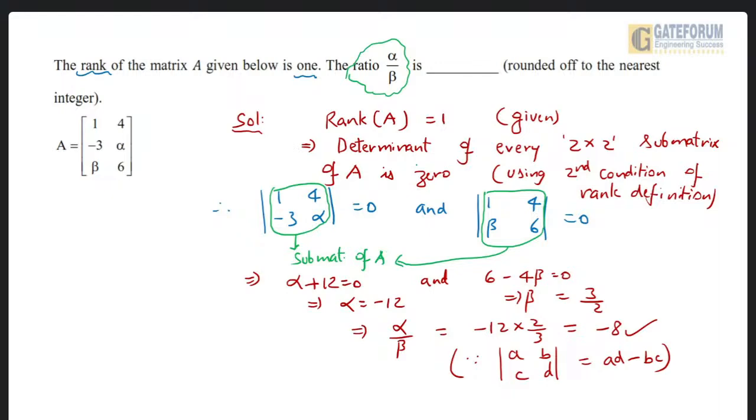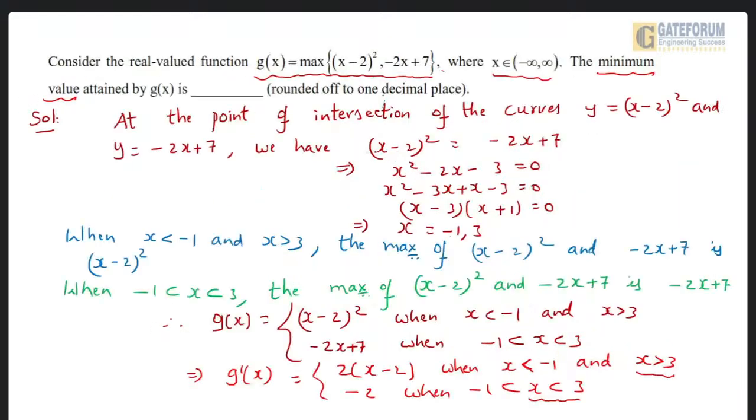The function g(x) attains the minimum value at x = 3. So g(3) is the minimum value and is given by 1. So the answer is 1. This is the end of the question.